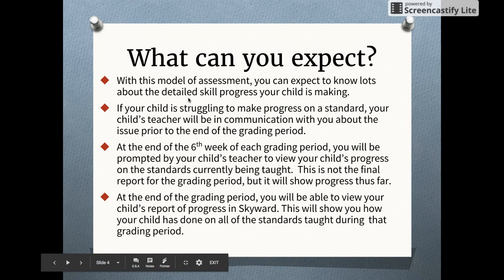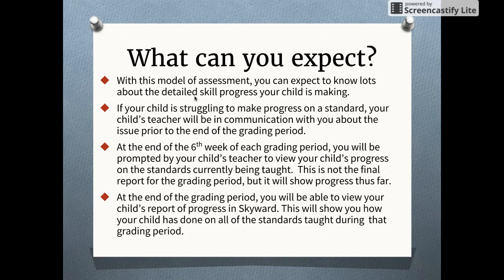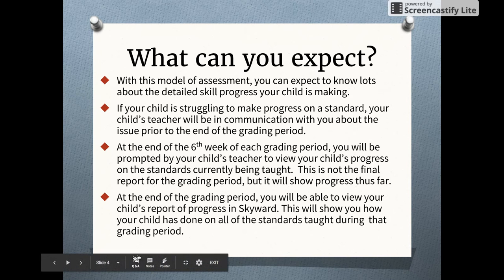So what's great about it is you can expect to know more about detailed skill progress that your child is making. You'll be able to see if your child is struggling, and that's something that I can communicate with you, or I will communicate with you before the grading period's over. That way you're not in shock. We'll still send out a progress report for the 6 weeks. And then you can go on to Skyward at the end of the 9 weeks, just like you would for a report card, and you'll be able to see their status.